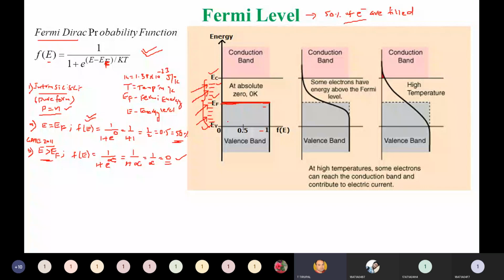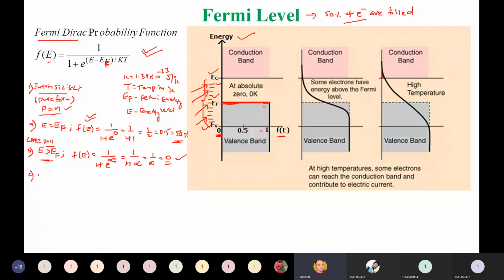So you can check this in this figure. E is greater than EF. See here, this is the energy applied which is greater than the Fermi energy level EF. If the energy applied is greater than EF, then what is the probability of finding an electron? This is a straight line. It's nothing but 0. In the x-axis I am taking F of E. So the probability of finding an electron if the energy applied is greater than EF is 0.